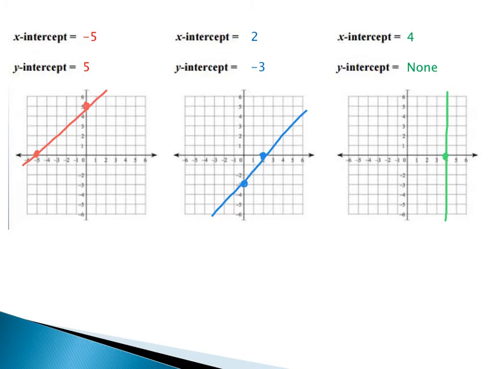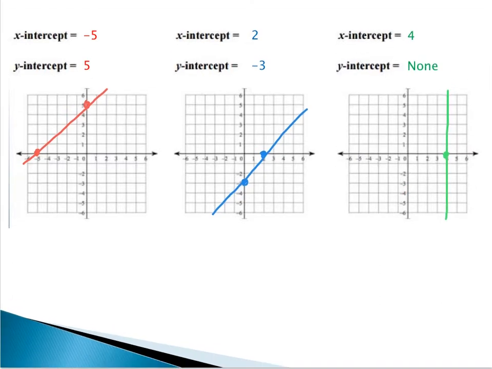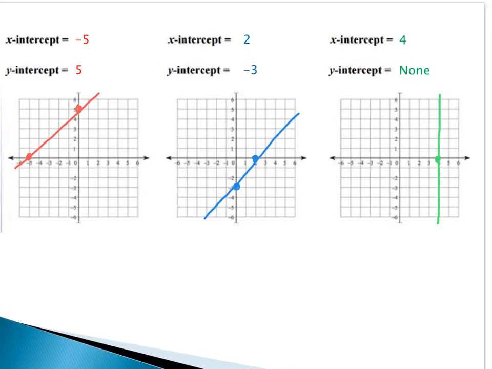If you think about this, some of you might know the term, if it doesn't cross an axis, that means it's parallel to that axis. That might be something you want to jot down. If it doesn't cross, that means it's parallel.